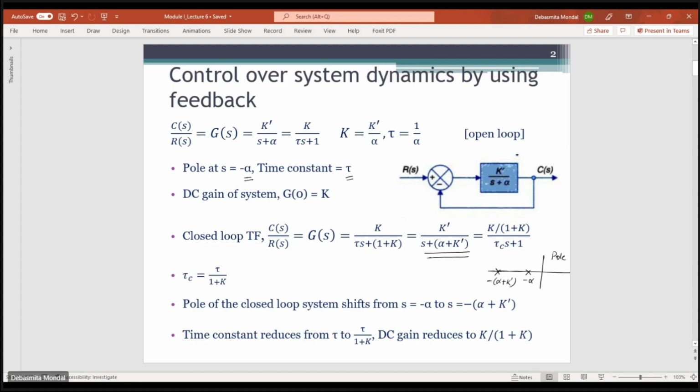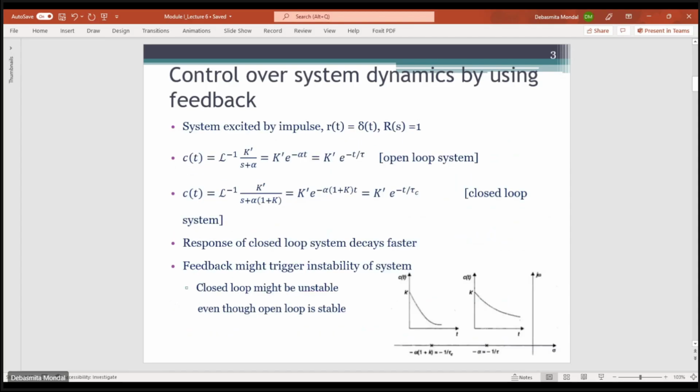Now we'll see what it means that the time constant is reducing, and how the system dynamics get affected by that. Let's say you are exciting the same system using an impulse input. Impulse input means r(t) will be equal to delta(t), and if you take the Laplace transform, R(s) will be equal to 1.